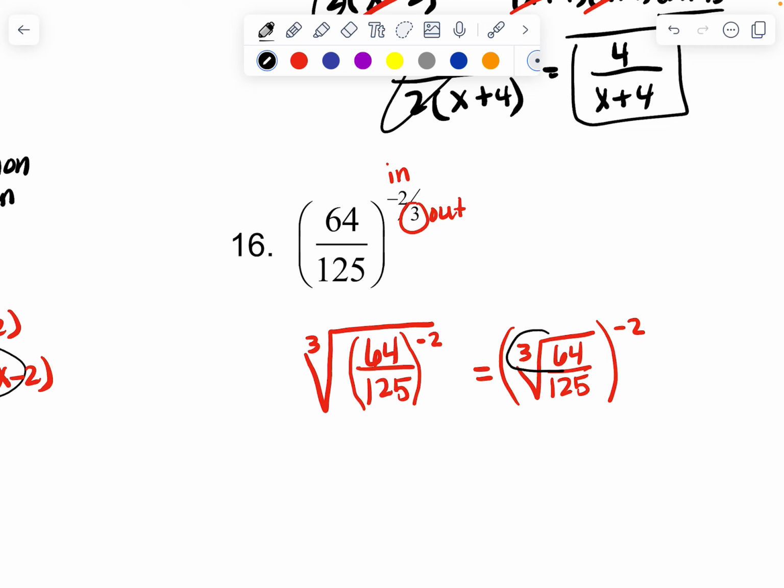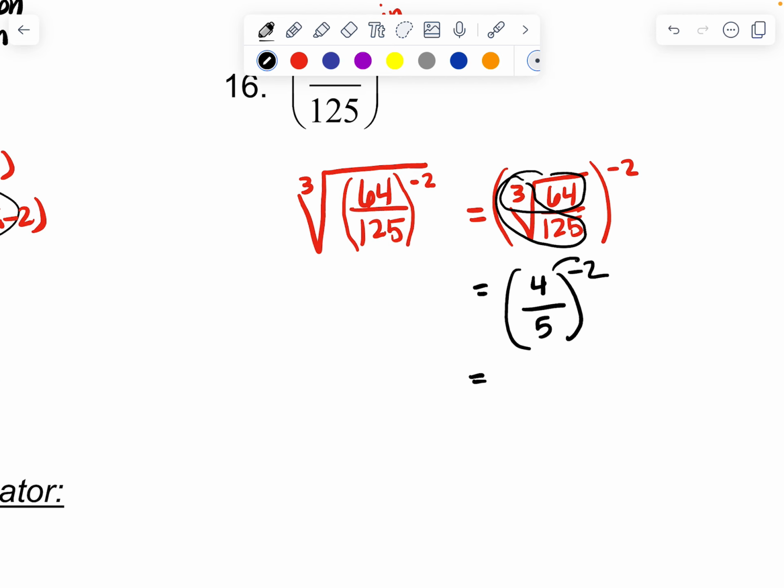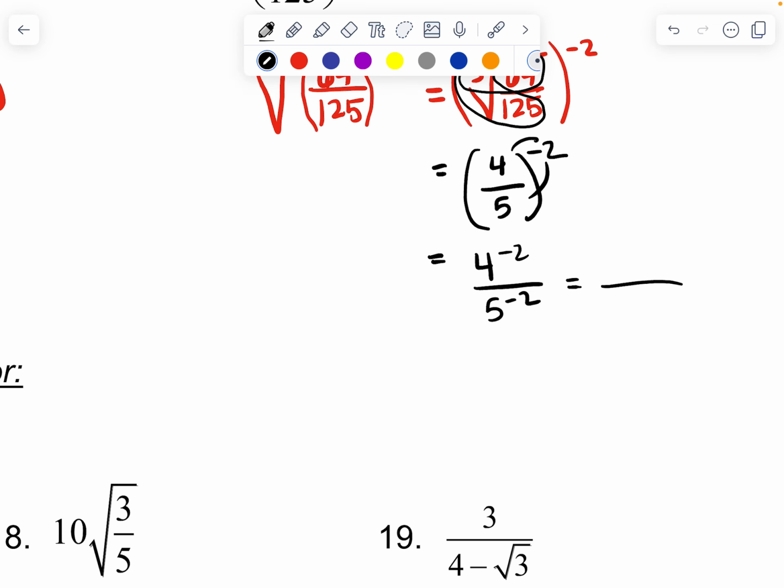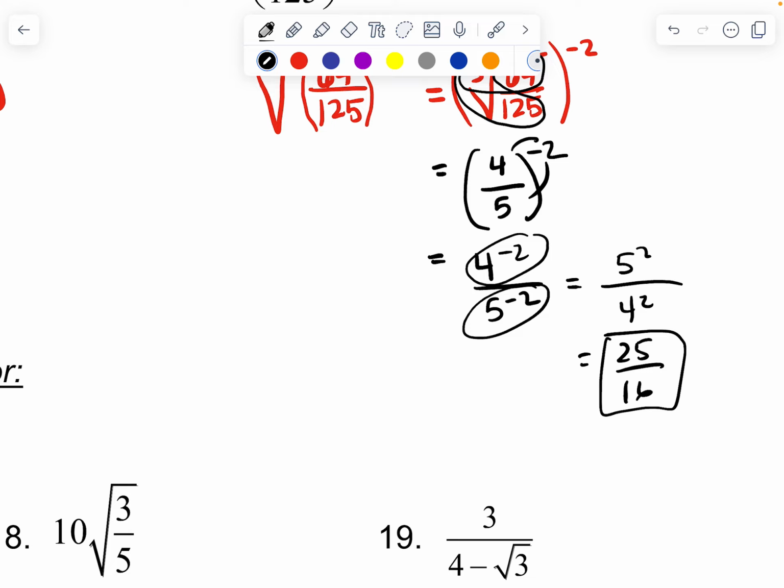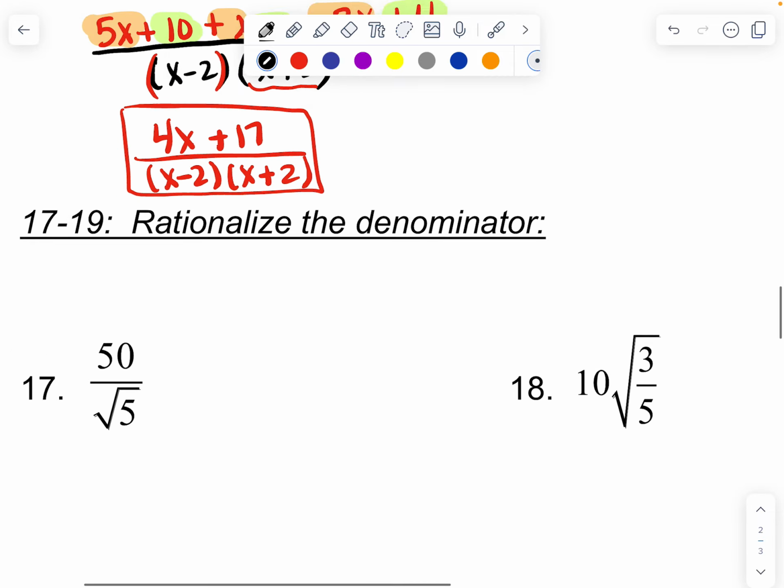Okay, so what do we get? The cube root of 64. What times itself 3 times makes 64? That's 4. And then the cube root of 125 is just 5. Remember, I told you to memorize those. And now I need to raise this to the negative 2nd power. Let's go ahead and do it. So this is 4 to the negative 2 all over 5 to the negative 2. Remember, no negative exponents, so who has to move? They both do. This has to move to the bottom. This has to move to the top. And now just make it pretty. So that's 25 over 16. Alrighty? Okay, almost done. Let's look at number 17.